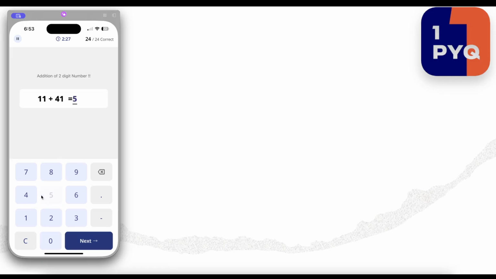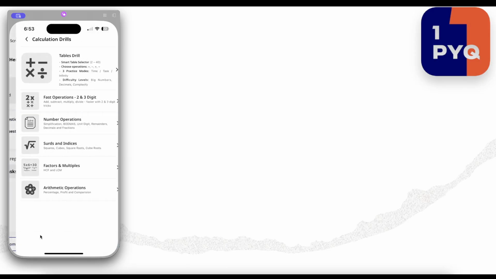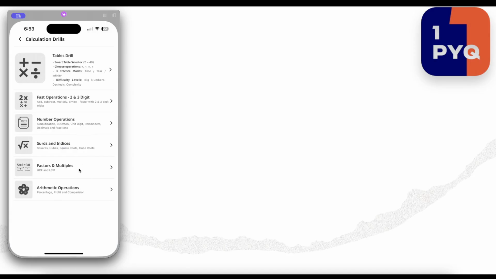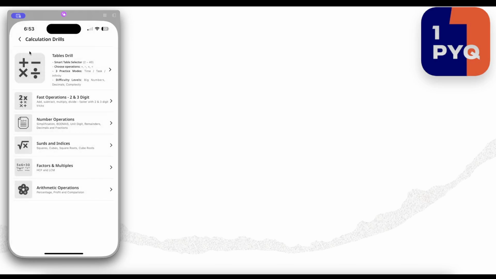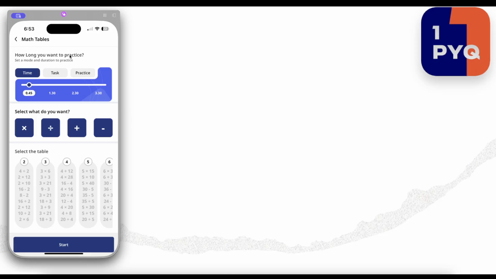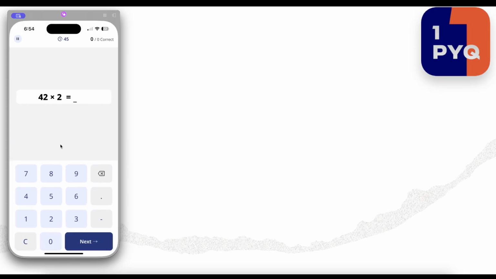Okay, this is simply 52. Let's move to something different. This is 58. Moving back to some other areas. We did 26 questions over here. Let's do a little bit of word operations, square roots, or maybe squares, or maybe let's do a little bit of table drills. Table drills are going to be really fun. We'll be going with the easy ones today, and this is how we start off.